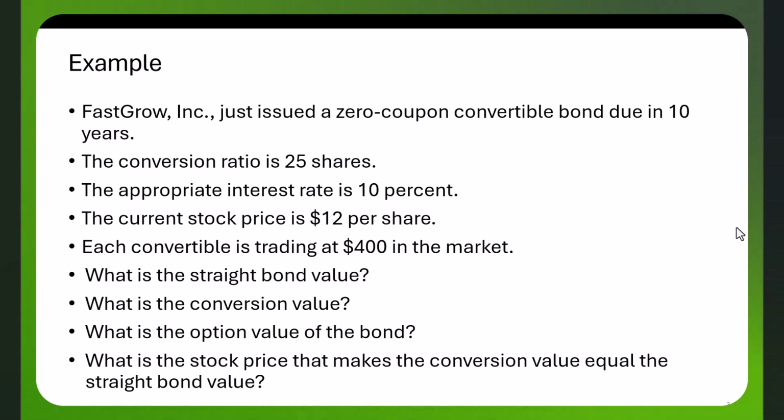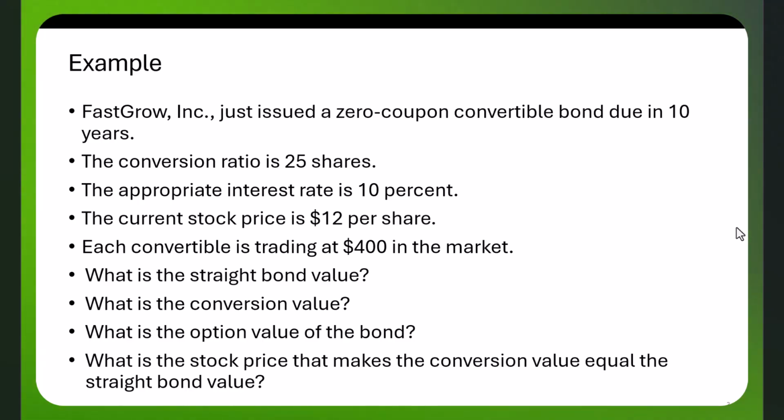Suppose we have a company, Fast Grow Inc., and it just issued a zero coupon convertible due in 10 years. Let's say the conversion ratio is 25 shares. So you can convert your zero coupon convertible to 25 shares of the company stock. The appropriate interest rate or discount rate is 10%, and the current stock price is $12 per share. Each convertible is trading at $400 in the market.